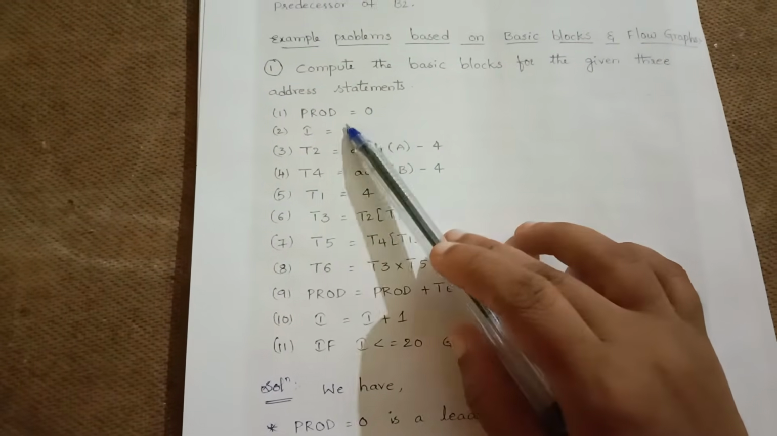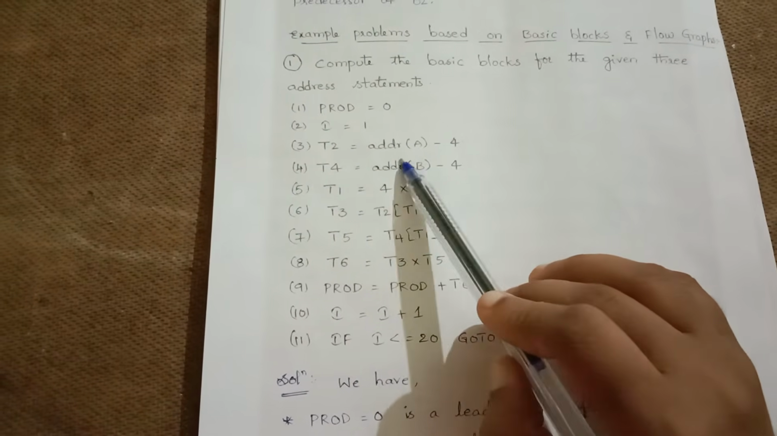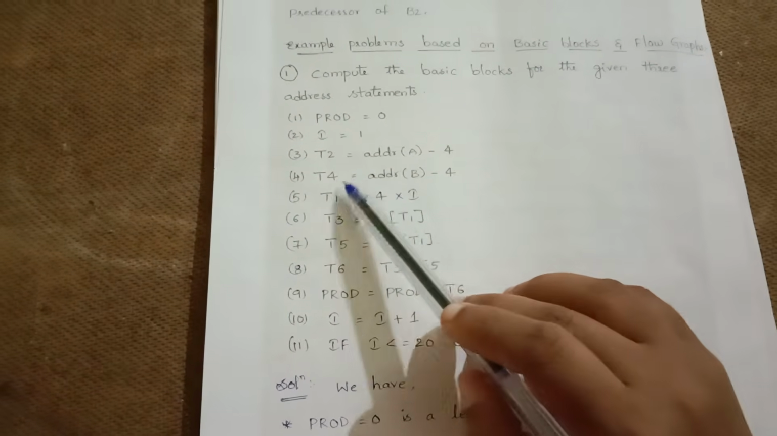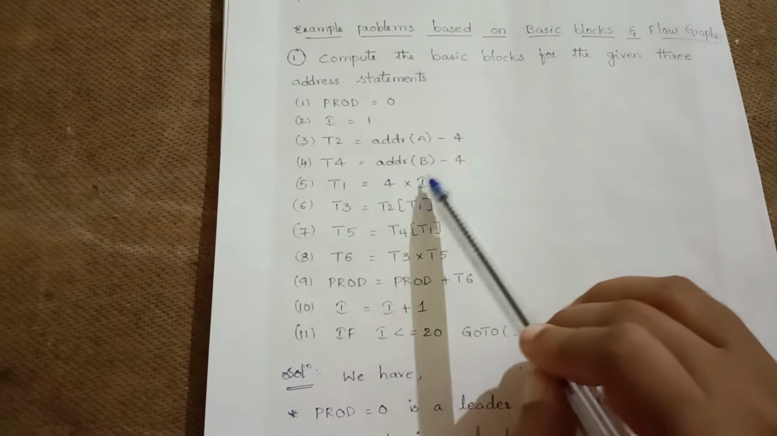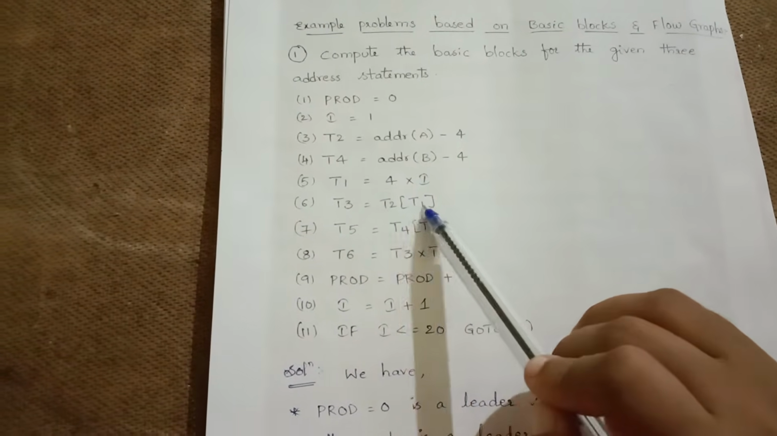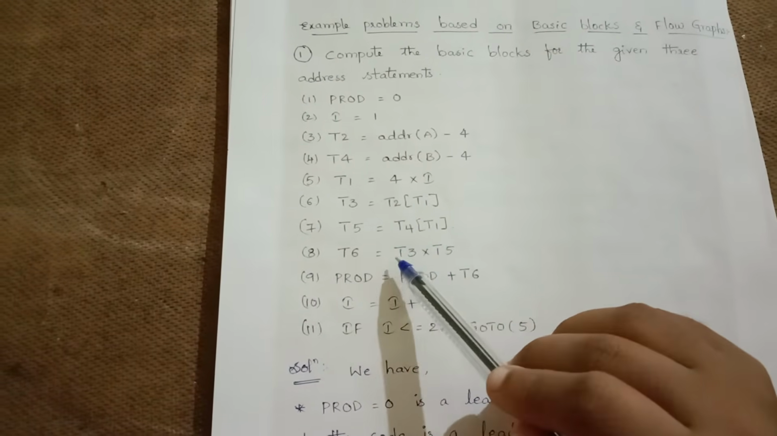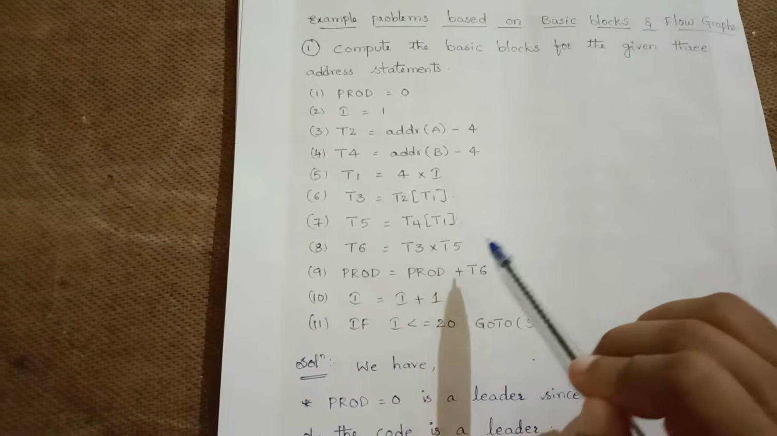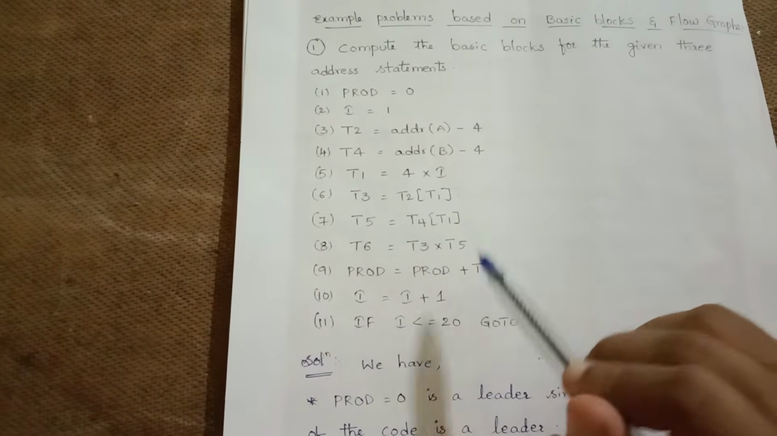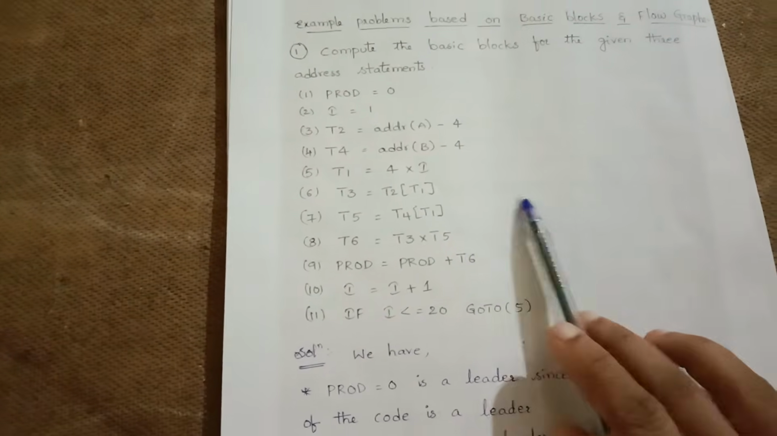So the question is: product is equal to 0, I is equal to 1, T2 is equal to address of A minus 4, T4 is equal to address of B minus 4, T1 is equal to 4 into I, T3 is equal to T2 of T1, T5 is equal to T4 of T1, T6 is equal to T3 into T5, product is equal to product plus T6, I is equal to I plus 1. If I is less than or equal to 20, go to 5. So this is the question.